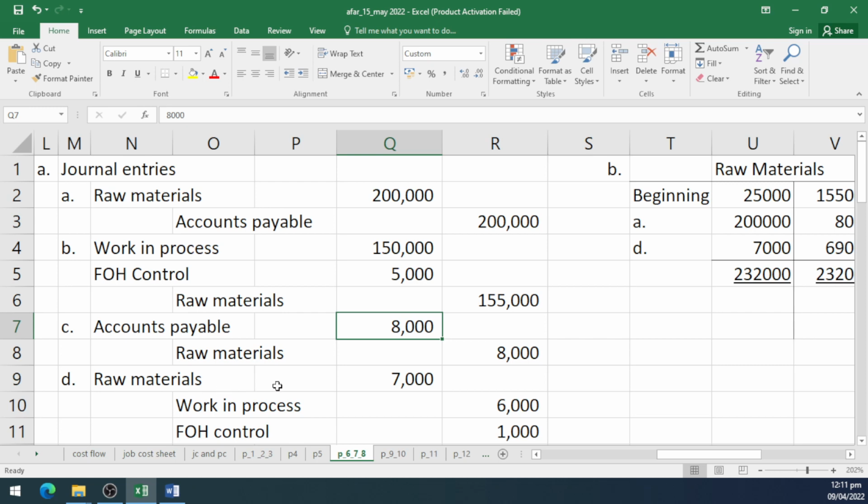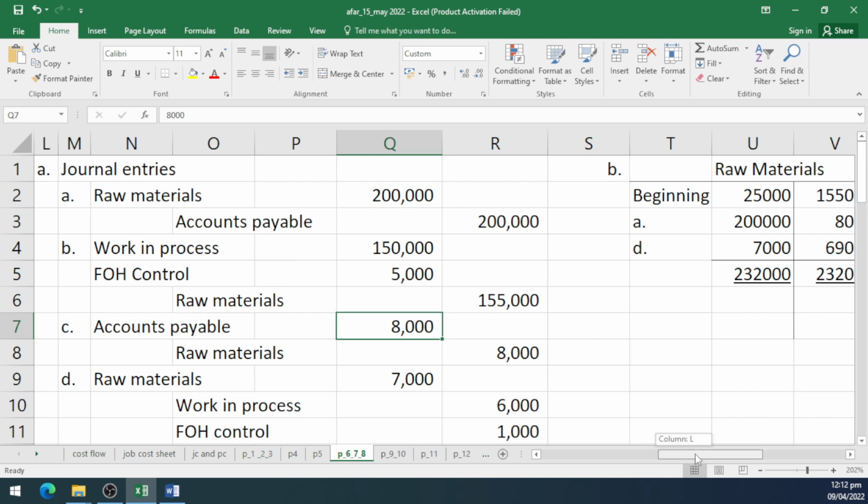And then, for return to storage, debit raw materials, then credit work in process dun sa direct materials na ibinalik from production department, then credit to factory overhead control. Ayan. So, mapapansin ninyo ngayon, ladies and gentlemen, ang mga dinedebit sa raw materials inventory ay yung purchase at yung return to storage department. Credit naman yung issuance and then yung return to suppliers.